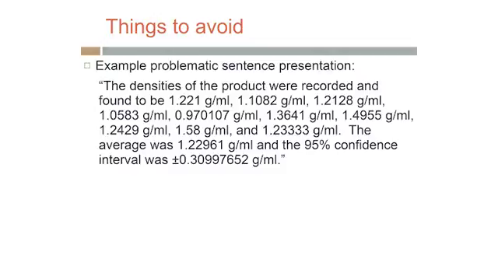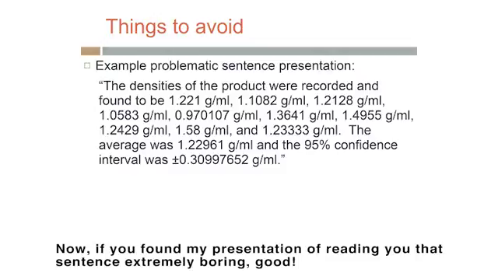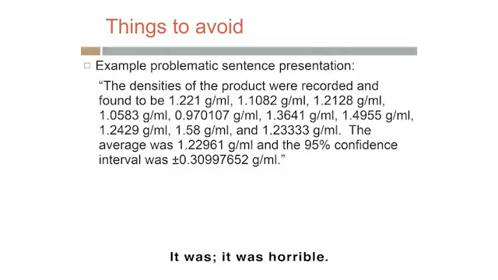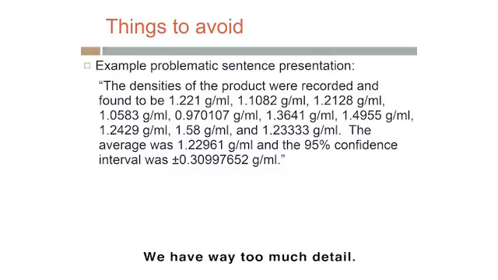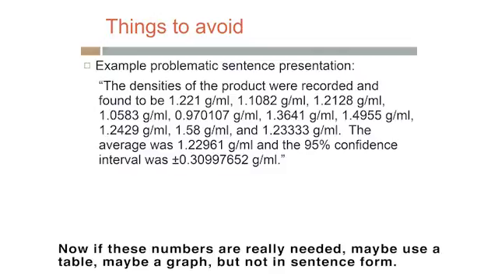0.30997652 grams per milliliter. Now, if you found my presentation reading you that sentence extremely boring, good, it was. It was horrible. This should not be written in a report. Nobody's going to want to see this in sentence form. We have way too much detail. Okay? Now, if these numbers are really needed, maybe a table, maybe a graph, but not in sentence form.